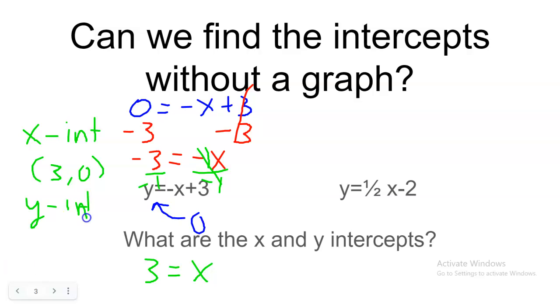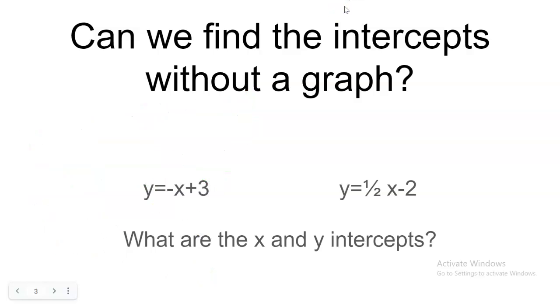So my y-intercept is when x is equal to 0, y is equal to 3. Okay. Now I want to try this other one. Okay? So just by looking at it, I can tell what my y-intercept is going to be. So y-intercept is when x is equal to 0, y is equal to negative 2.